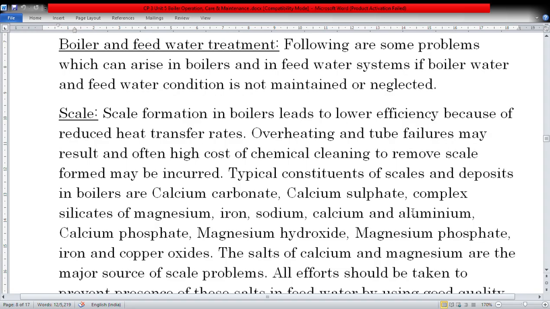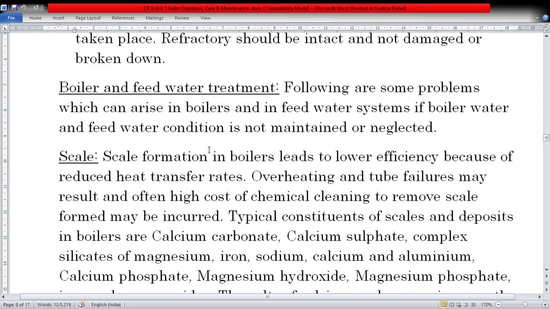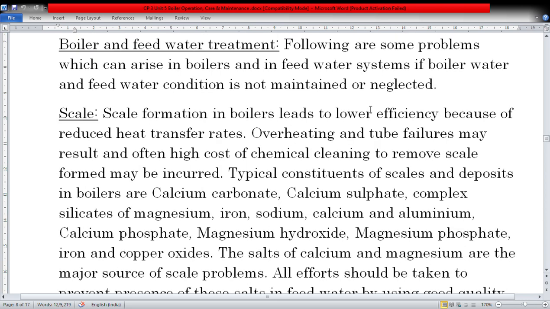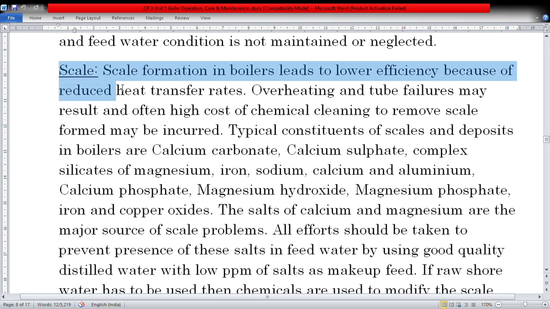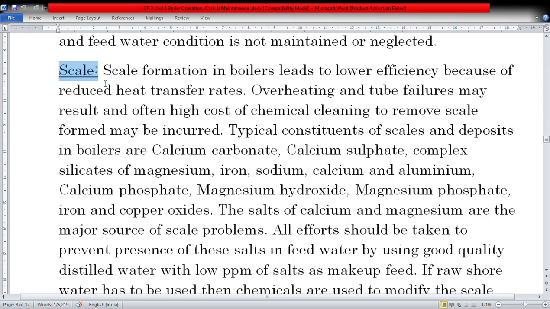Following are some problems which can arise in the boiler and in the feed water system if boiler water and feed water condition is not maintained or is neglected. The first problem that will occur is the formation of scale. When we speak about scale, chemicals should come to our mind, because we are adding chemicals in the boiler regularly after doing the boiler water test, which we'll see further.